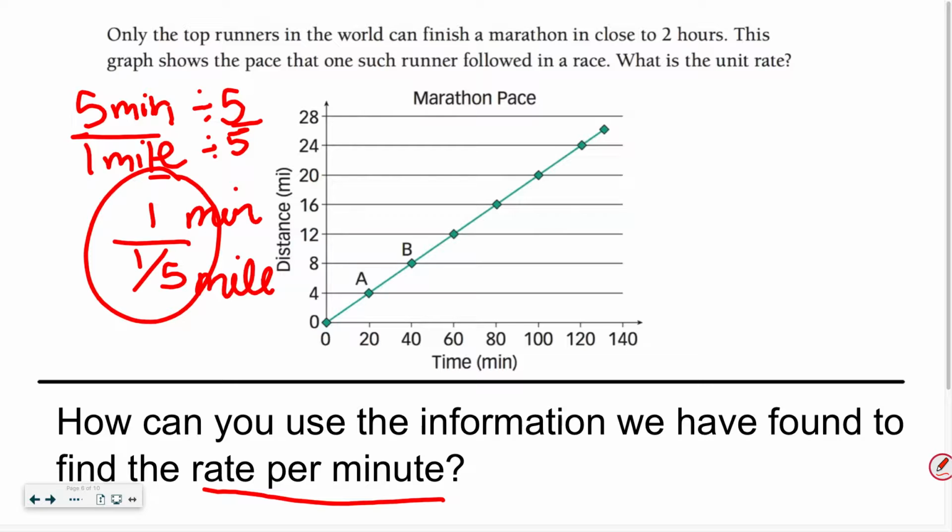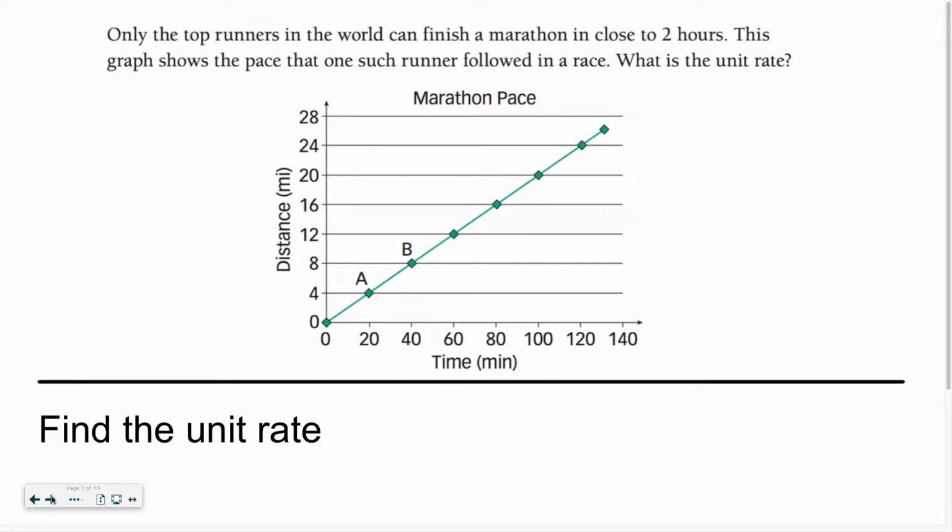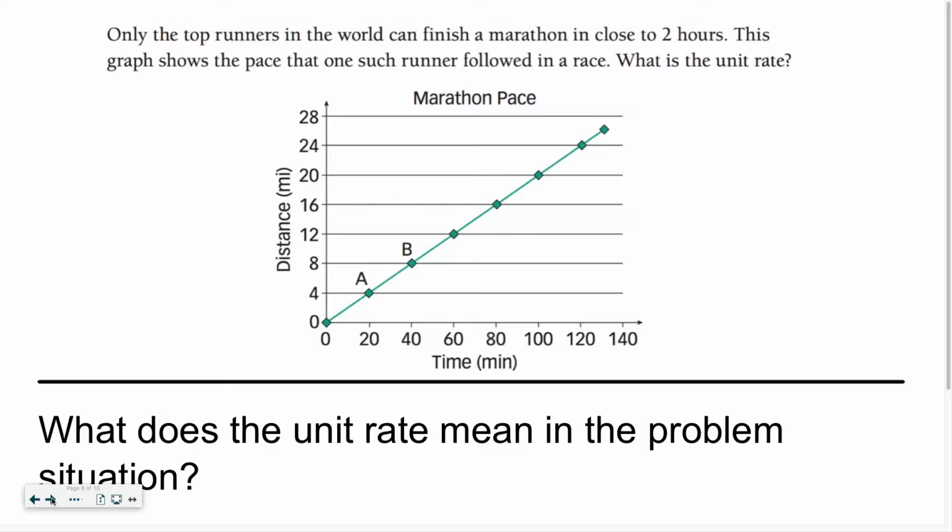And think in context. If I know that I can run 1/5 of a mile in a minute, then 2 minutes is 2/5 of a mile, 3 minutes is 3/5 of a mile, 4 minutes is 4/5 of a mile, and then 5 minutes is 1 mile, which is the relationship that we already figured out. Those unit rates really are telling you the same thing, just in reverse. So we already found the unit rate. We already did that.